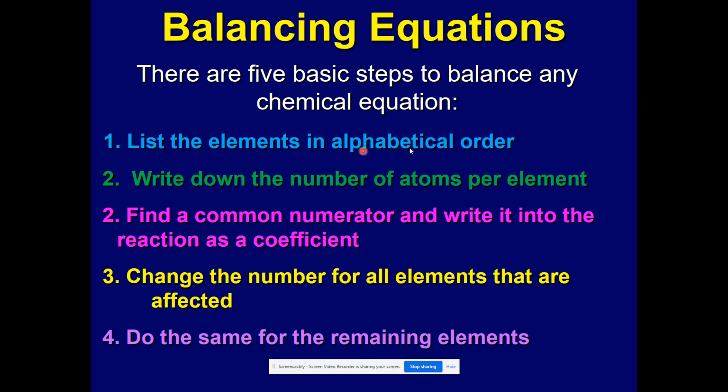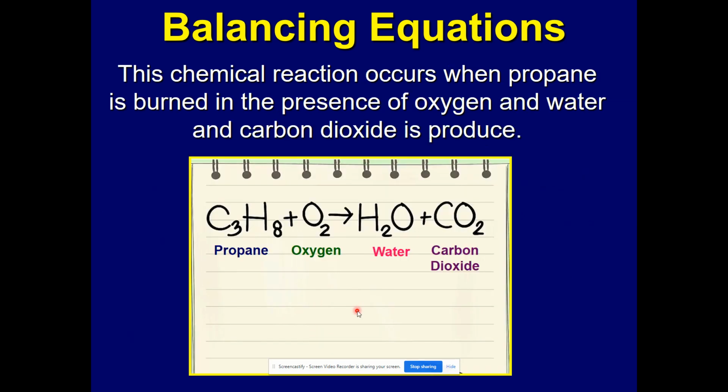All right, so there are 5 basic steps to balance any chemical equation. First, you want to list the elements in alphabetical order. Second, write down the number of atoms per element. Third, find a common numerator and write it into the reaction as a coefficient. Sorry, these numbers are wrong. Okay, 4, change the number for all the elements that are affected. And 5, do the same for the remaining elements. Okay, we're going to take this step by step, and I think you'll find this pretty simple to do if you follow these steps that I'm recommending.